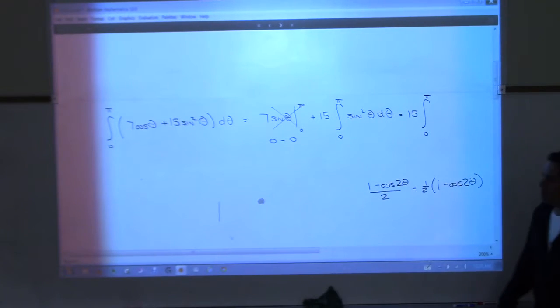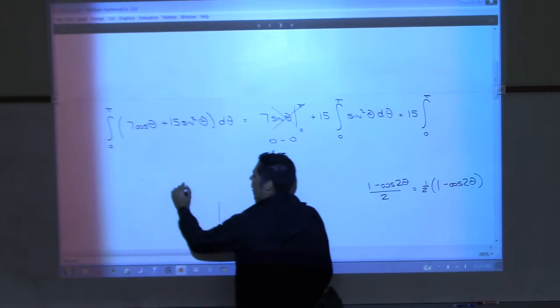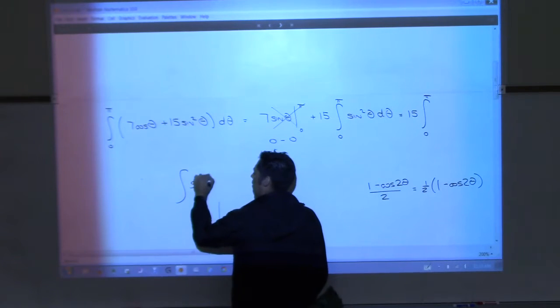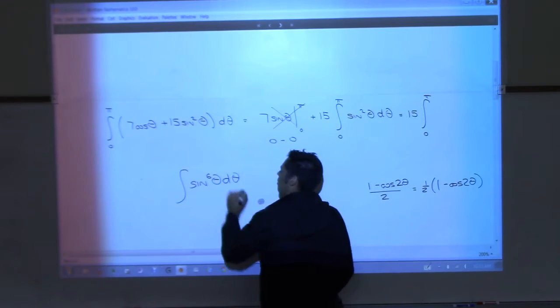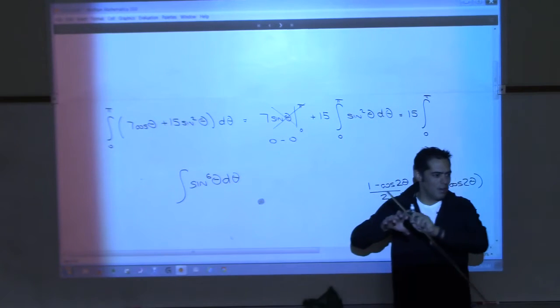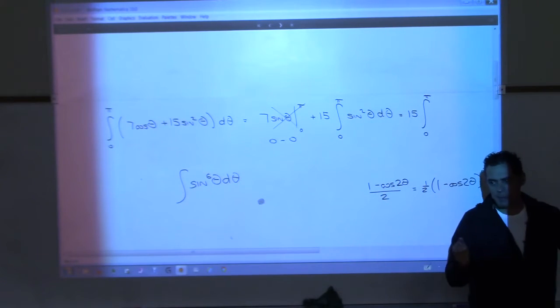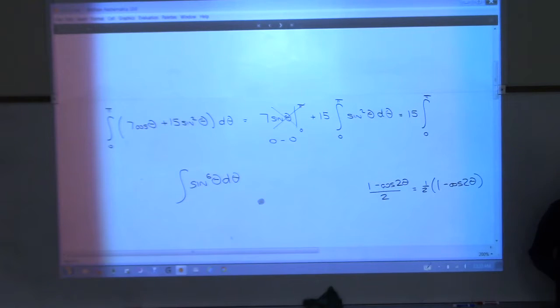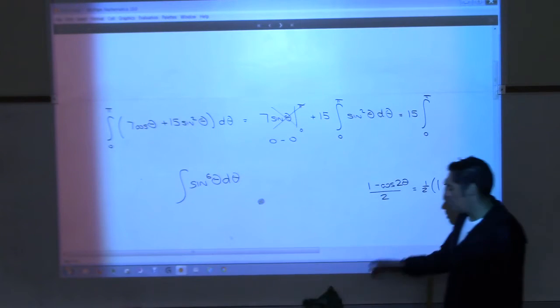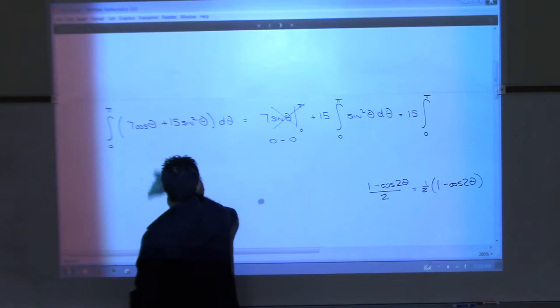Do y'all remember that in calculus 2, where you had to integrate like sine to the 6th theta d theta? So you had to do power reducing. You almost had to turn your paper sideways to get it all on one page. Fortunately, we only have one power reducing to do here.